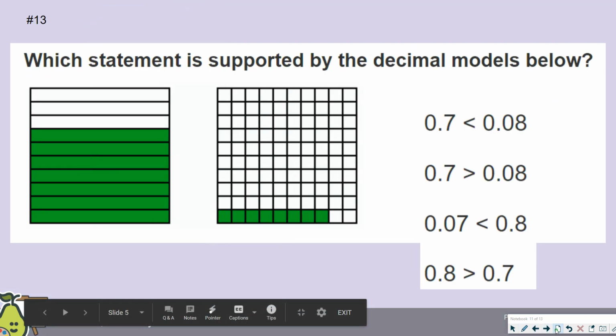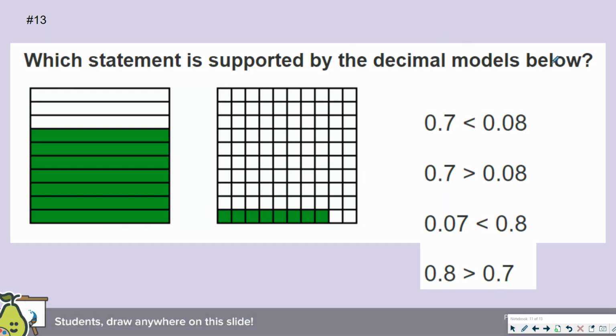All right. So for number 13, it says which statement is supported by the decimal models below? So you're choosing one of these decimals. Over here, though, I need to turn this into a fraction. So let's count our shaded pieces. 1, 2, 3, 4, 5, 6, 7 pieces are shaded out of, so here was 7, 8, 9, 10, so 7/10, okay? And then over here, let's count 1, 2, 3, 4, 5, 6, 7, 8.